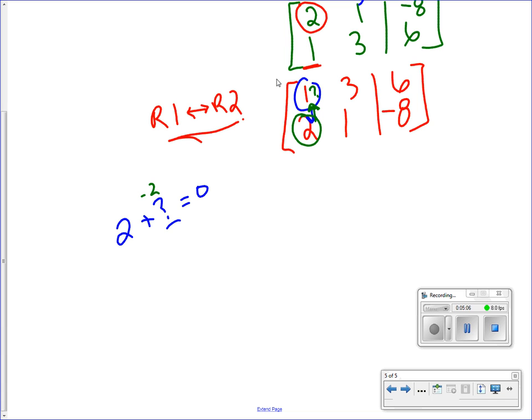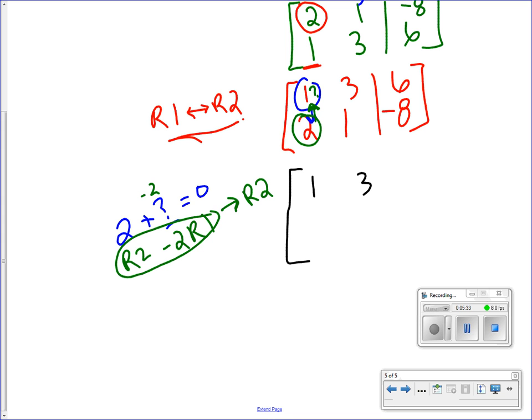How can I make that a negative 2? I can make that a negative 2 if I multiply that by 2. So my 2 is coming out of row 2. And the way I'm going to get a negative 2 is I'm going to multiply row 1 by negative 2. That'll get me 0. So this is the operation that I'm going to do. And I'm going to put the answer in row 2.